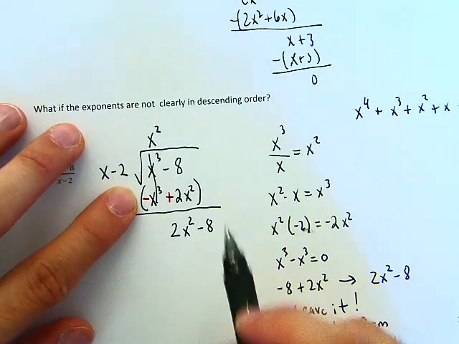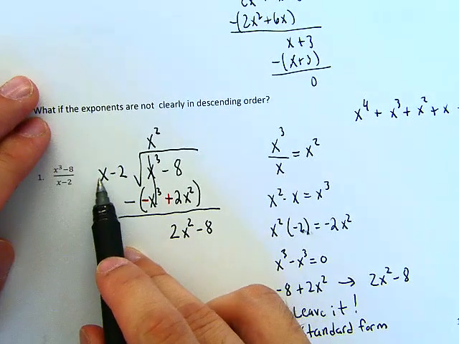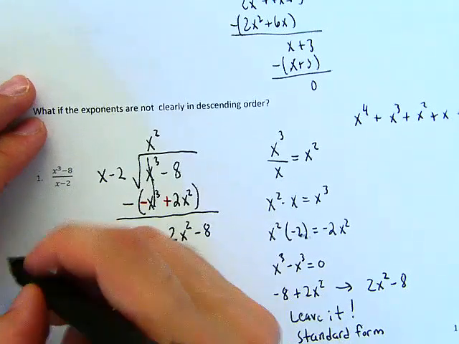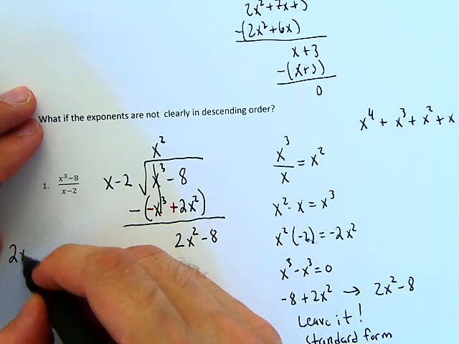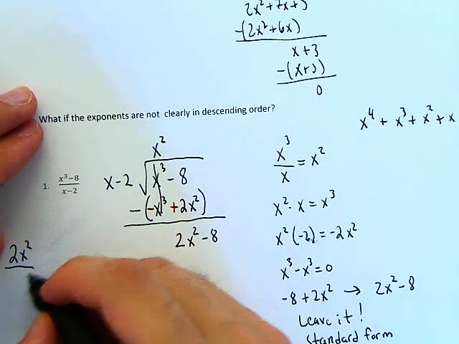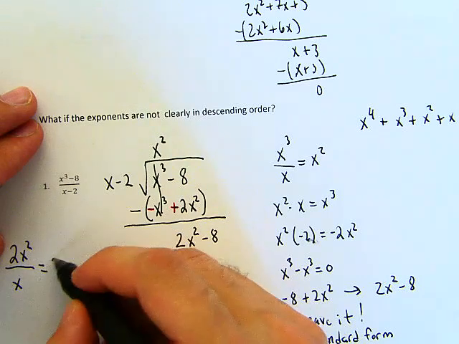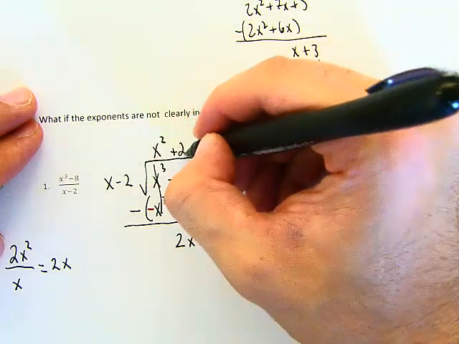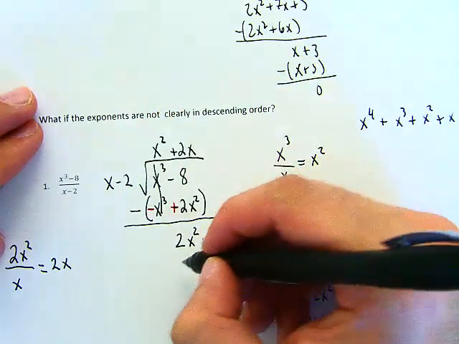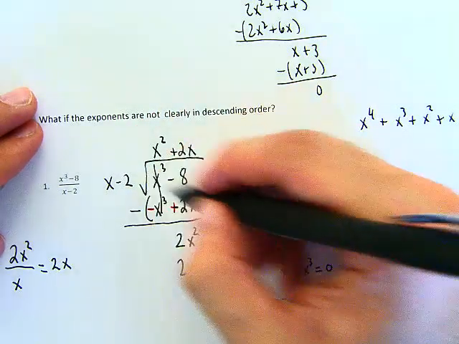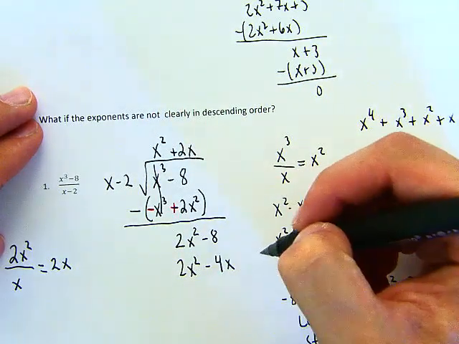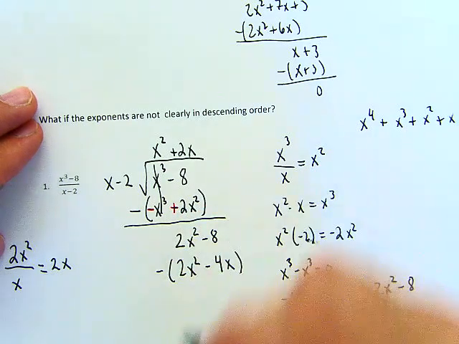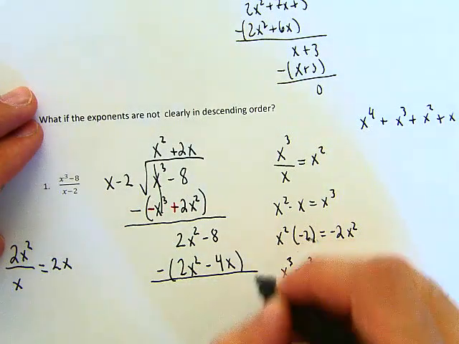So here, what's next? How many times does x go into 2x squared? This one goes on top, this one goes on the bottom, and it equals 2x. I put a 2x over here, and then I do my boomerang. This is minus 4x. Parentheses, subtract. And now here, what do we do?